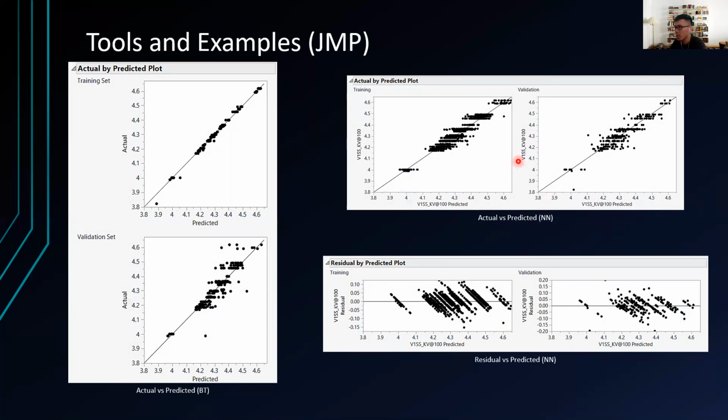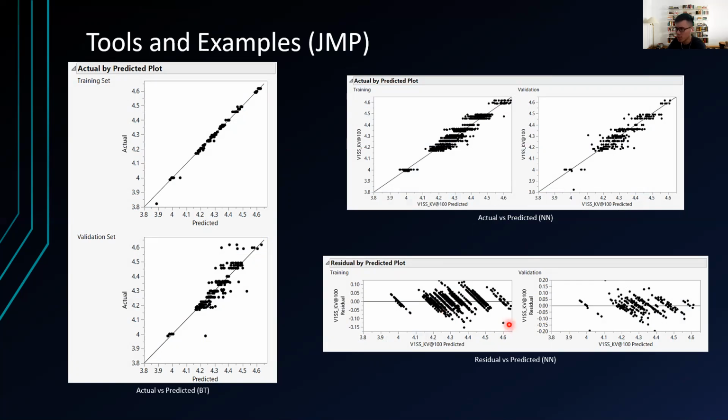On the other hand, we have diagnostic plots for the neural network algorithm, and from a quick glance at it, we may infer that the neural network model performs poorer as compared to the boosted tree algorithm. Besides visualizing the actual by predicted, we might also want to visualize other plots such as the residual by predicted, where residual is basically the difference between the actual and the predicted.